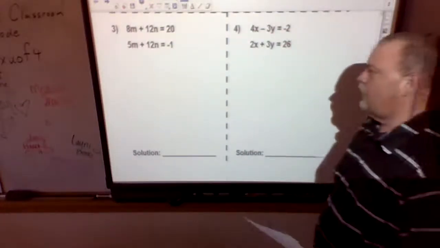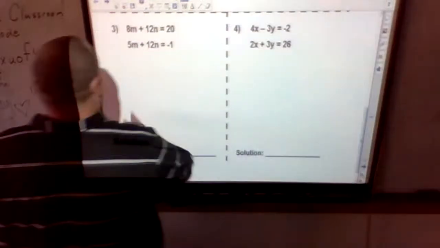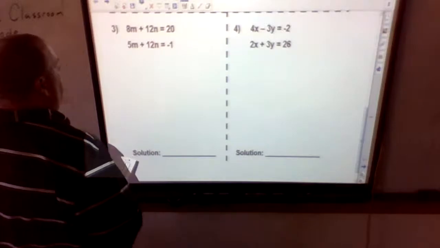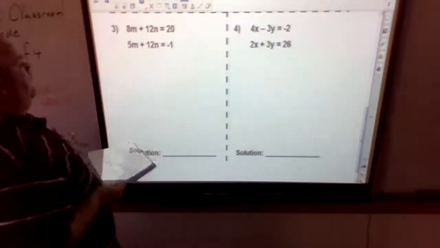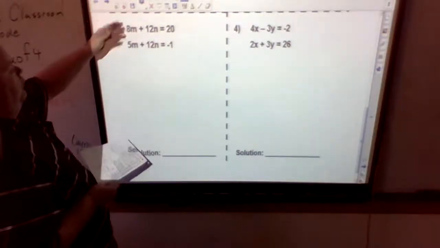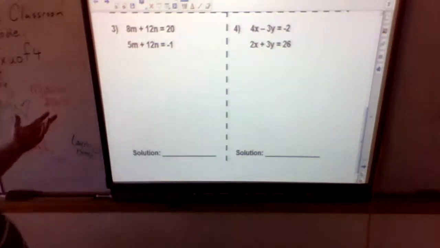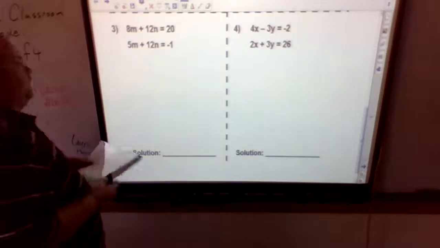Okay, so make sure everything's on top of each other. M's on top of each other, N's on top of each other, integers. So if we added, could we eliminate anything? Okay, that would be 13, that would be 24, that would be 19. So we wouldn't be able to eliminate anything. So we're going to have to change the signs.